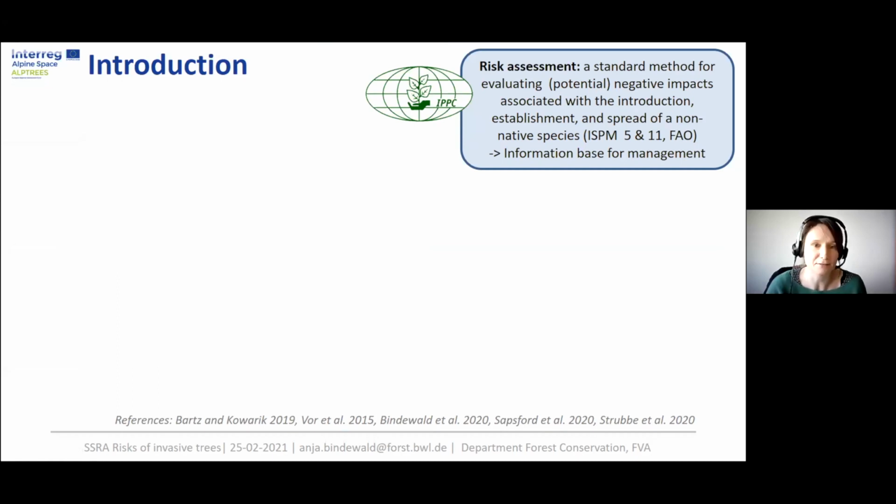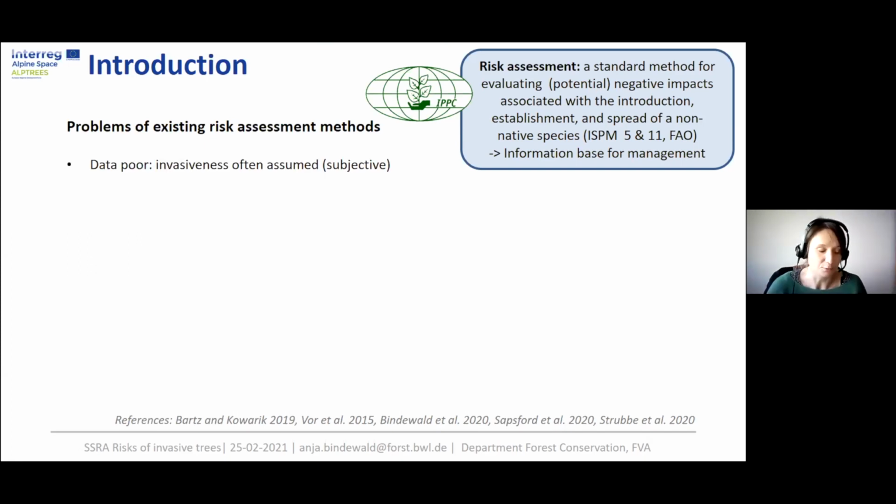It is because we identified several problems of already existing risk assessment methods. First of all, the data is often poor. For example, information about the site-specific establishment potential and the ecosystem types most sensitive to invasion of non-native tree species is poor for several regions throughout Europe. And as a consequence, because the data is poor, invasiveness is often assumed, and therefore the risk evaluation can be subjective.